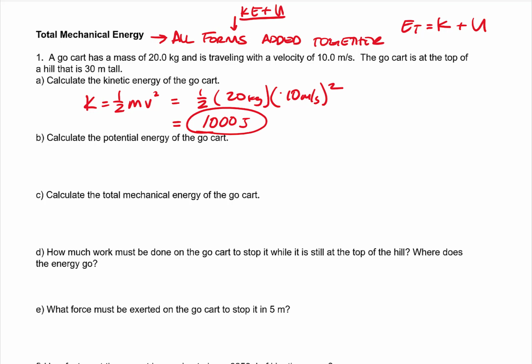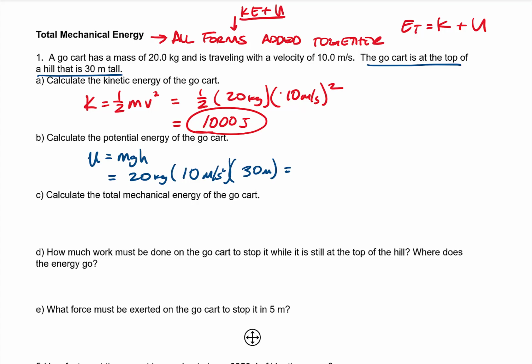Calculate the potential energy of the go-kart. Potential energy is mgh. What it's telling me here is that it's at the top of a 30-meter tall hill. So that's going to be 20 kilograms times g, 10 meters per second squared, times the height of my hill, 30 meters. So my potential energy comes out to be 6,000 joules.